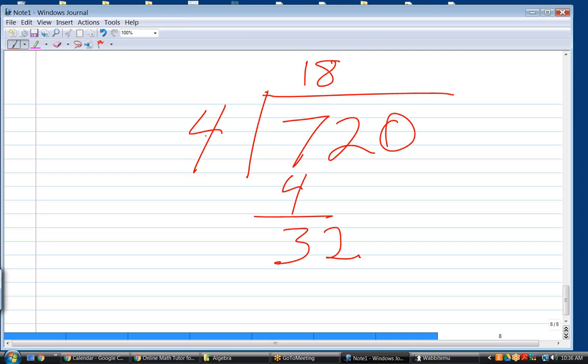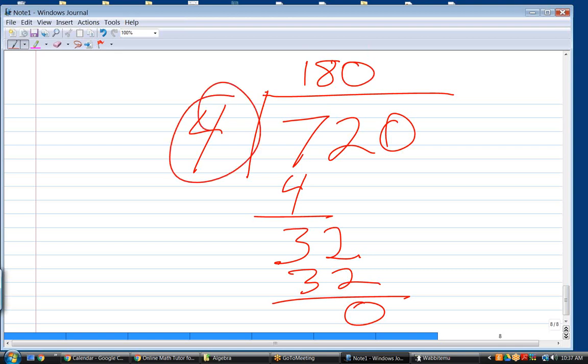Now 8 times 4 is 32. Subtract that, I have no remainder. But I still have this 0 here, so I have to add a 0 there. But it goes in evenly. There is no remainder. And I can prove it by multiplying that times that, and I will get 720. All right, let's move on.